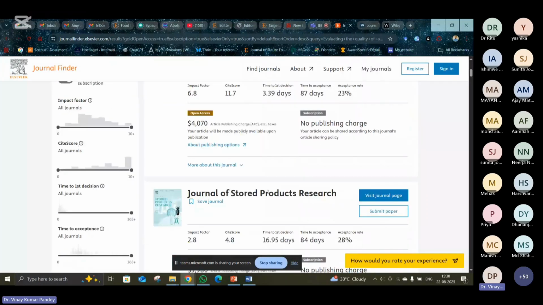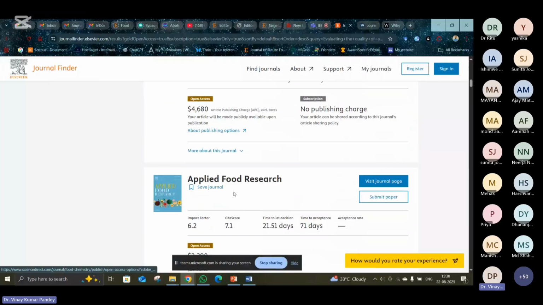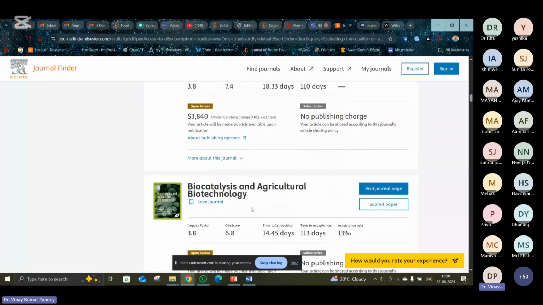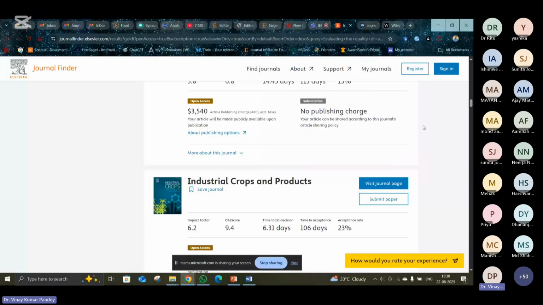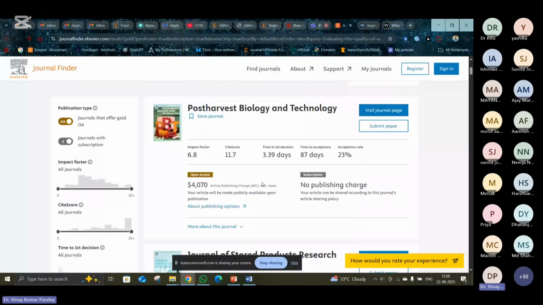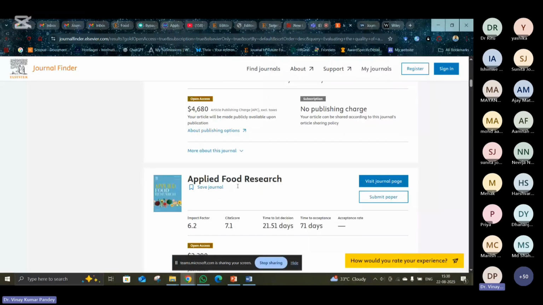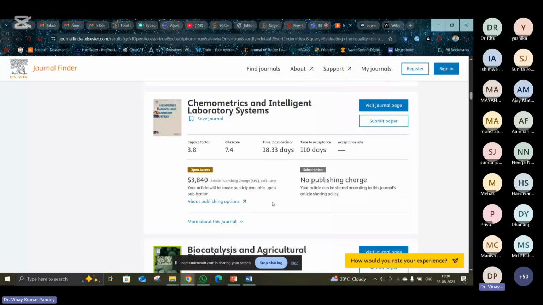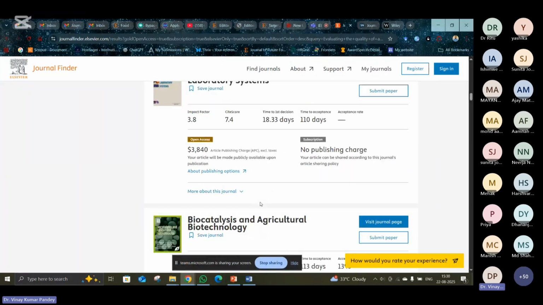So again, I'll show you just a few journals: applied food research, sustainable, right, chemometrics. So these are the matching journals. Now if I have to choose a journal, I'll just select a journal from the starting five. This is my perspective, because from the sixth onward, you get very general recommendations. So from the starting five, I'll just choose a journal.